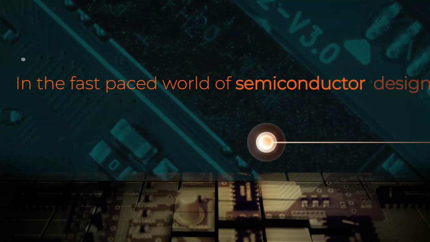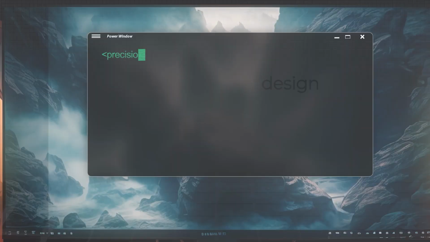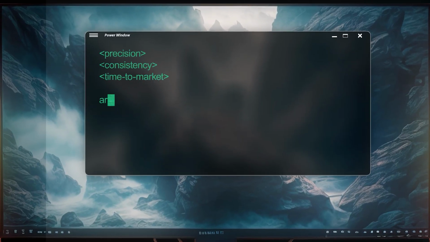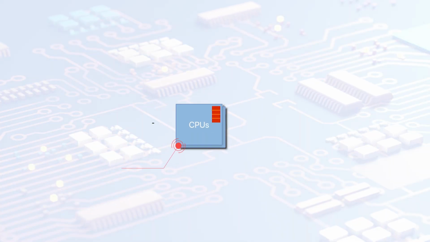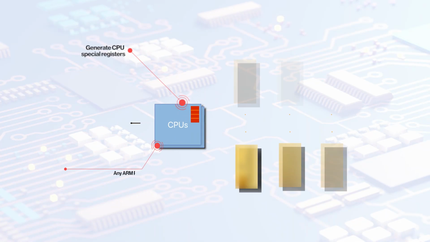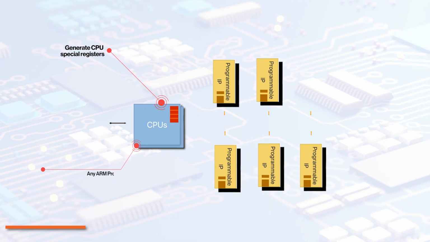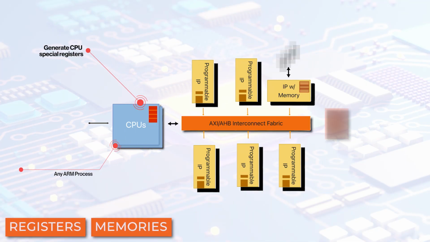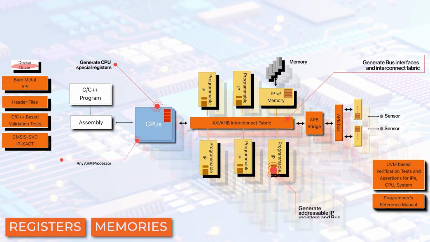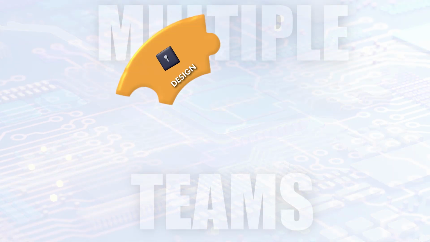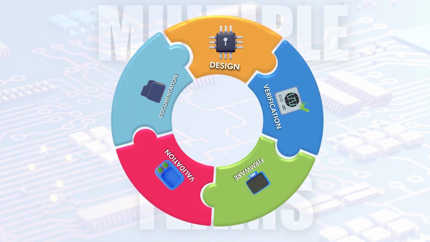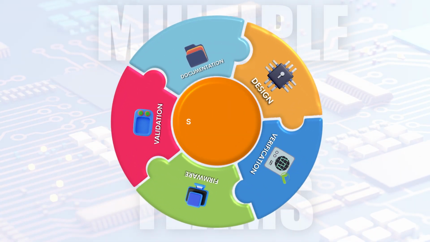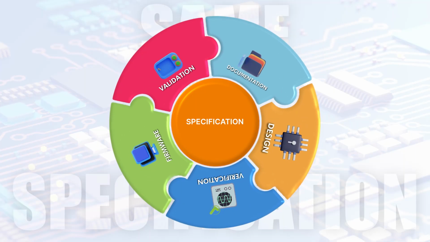In the fast-paced world of semiconductor design, precision, consistency, and time to market are everything. Modern SoCs and IP blocks are more complex than ever, involving thousands of IPs, addressable registers, memories, intricate connections, and configuration sequences. To build them successfully, multiple teams, such as design, verification, firmware, validation, and documentation, must work in harmony, each relying on the same specification.